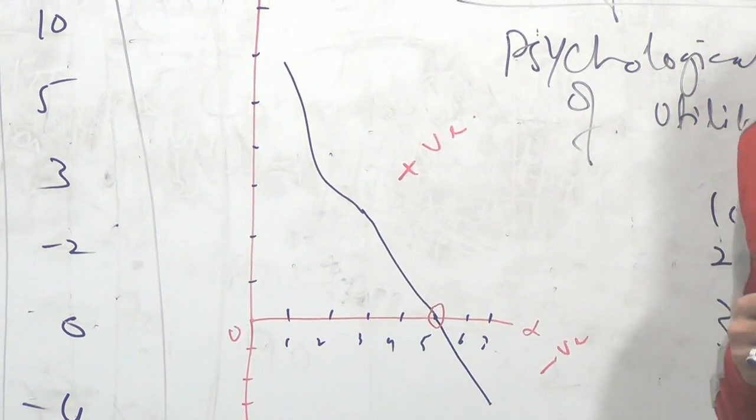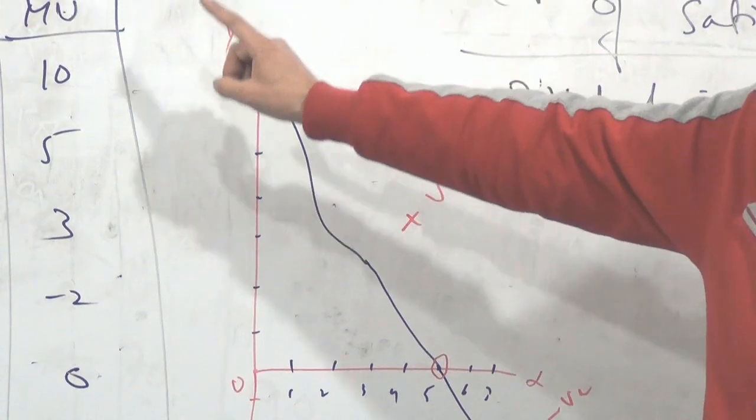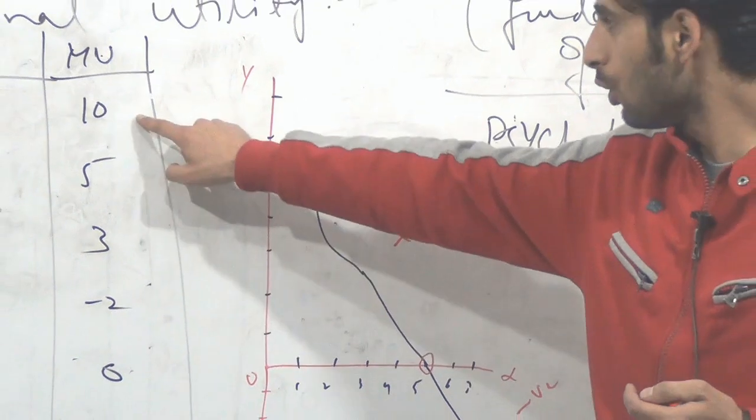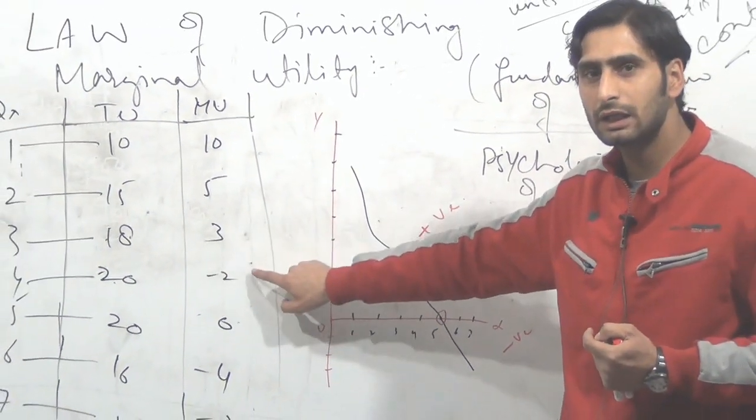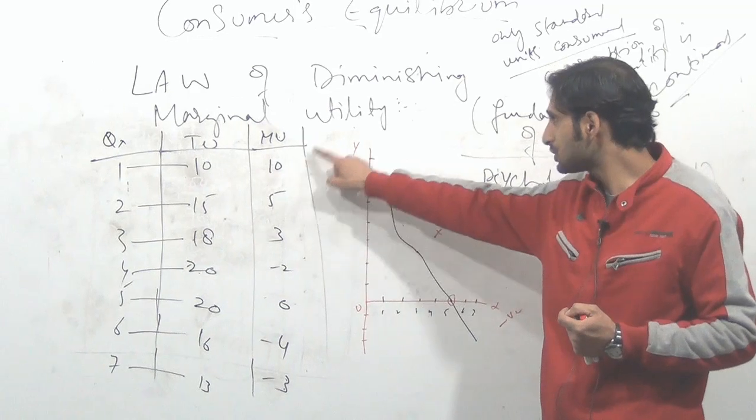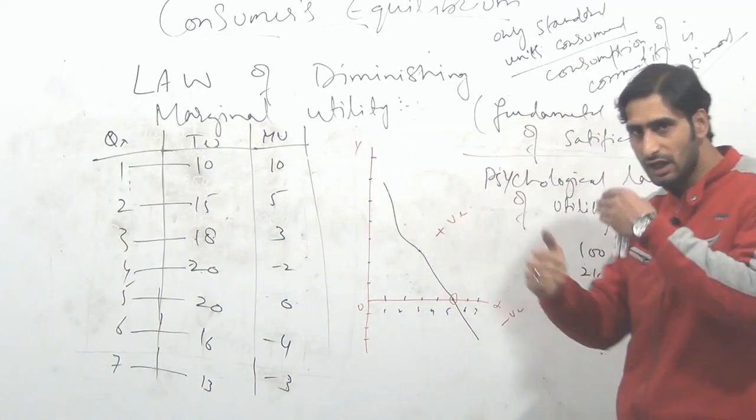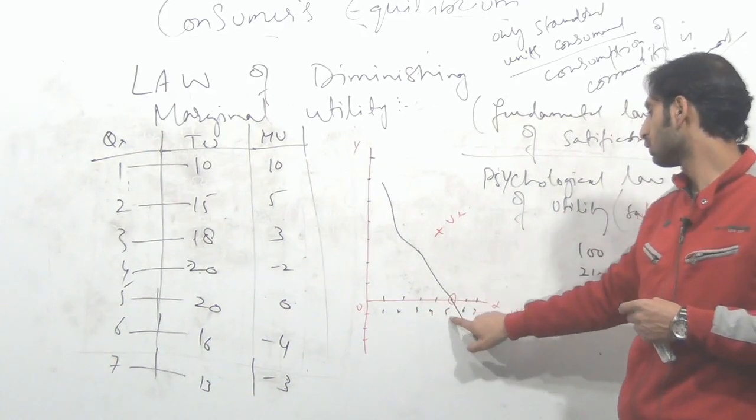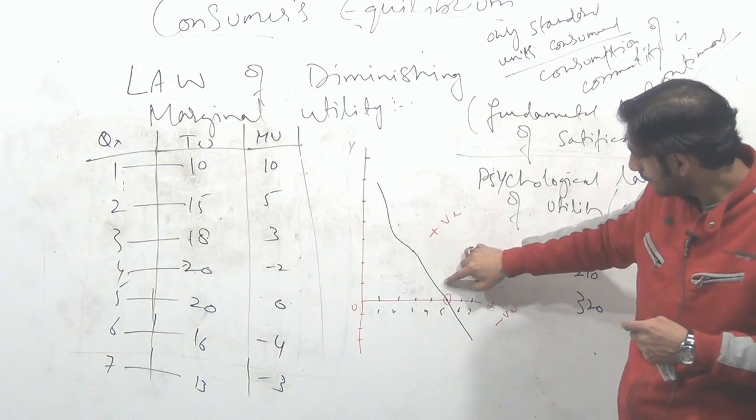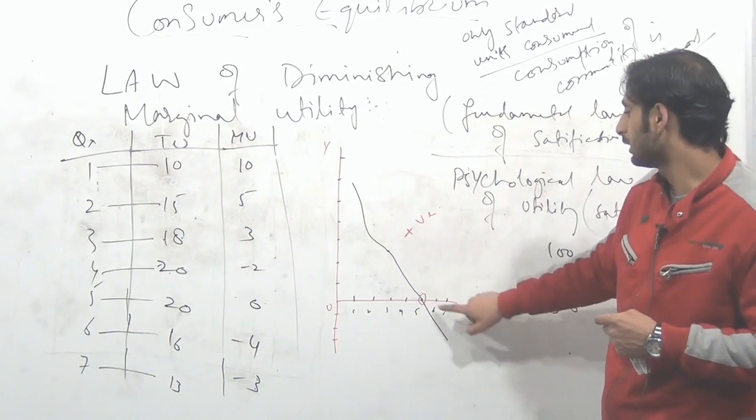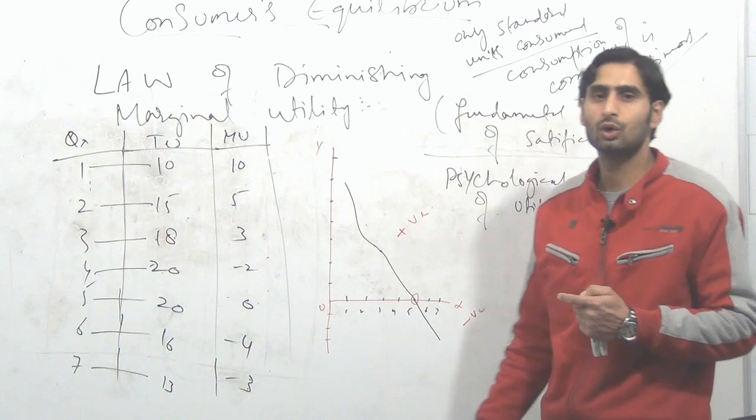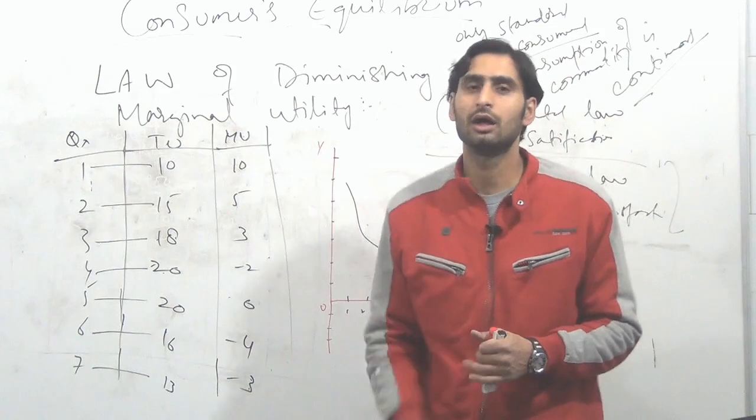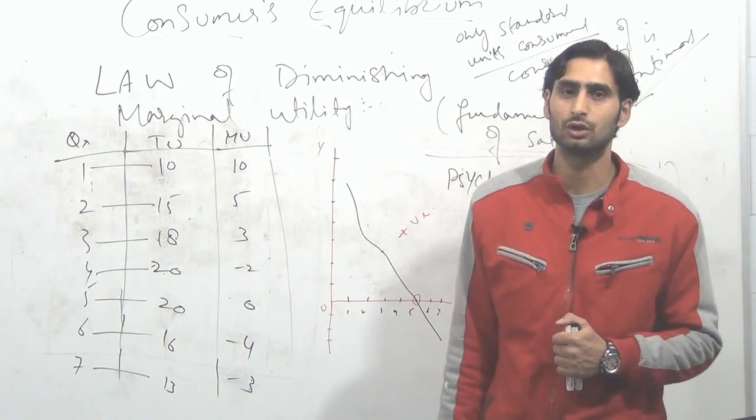The law is established here that as soon as more units of any commodity are taken, the marginal utility derived from every successive unit declines, from first to second to third to fourth to fifth. At fifth it is 0, and after that it declines. So it completes the utility part: marginal utility, total utility, and the law of diminishing marginal utility. Thanks a lot.